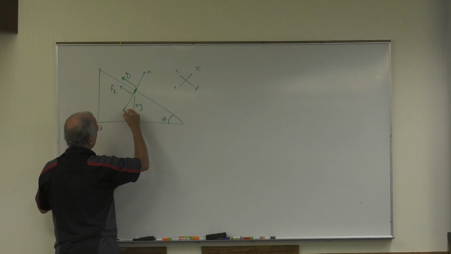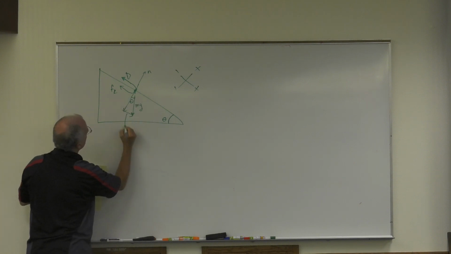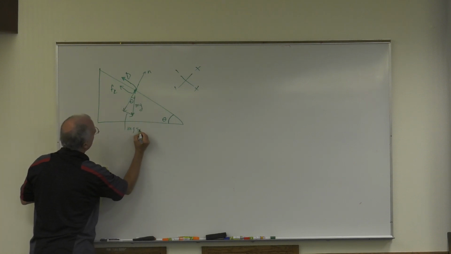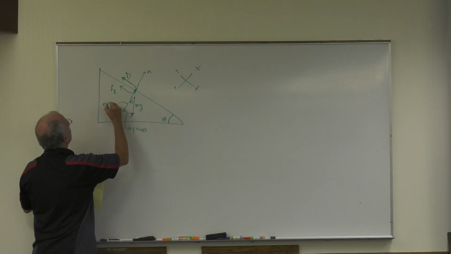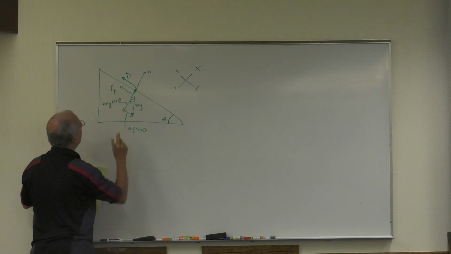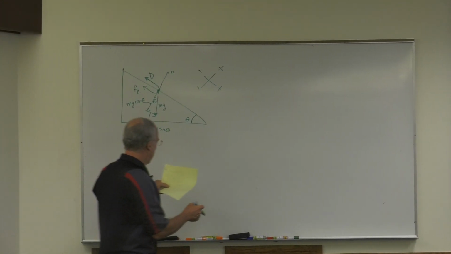All right, so there you go. So here's theta. So this is mg. So that's mg sine theta. And this is mg cos theta. Whoa! All right? Okay, so again, we have friction, so that means we need a normal, so that means we do the y equation first.